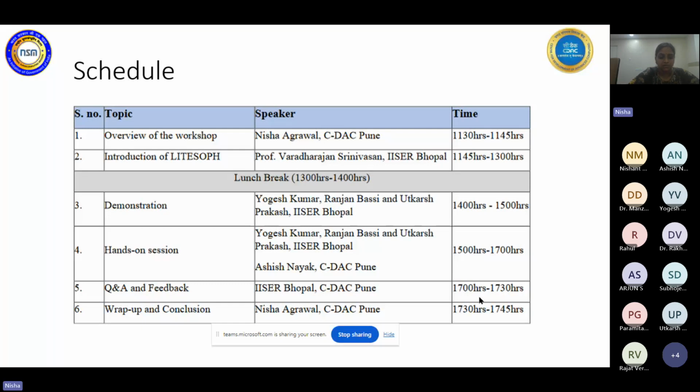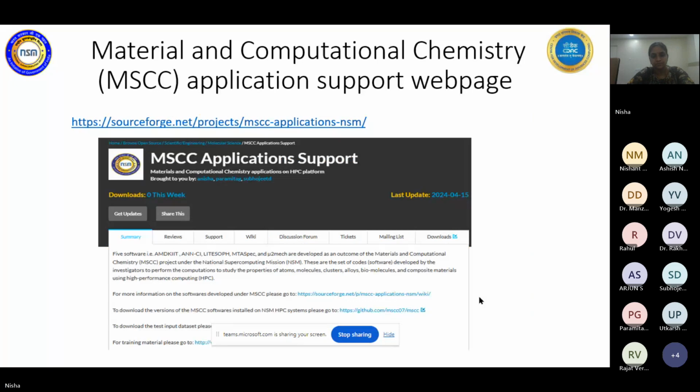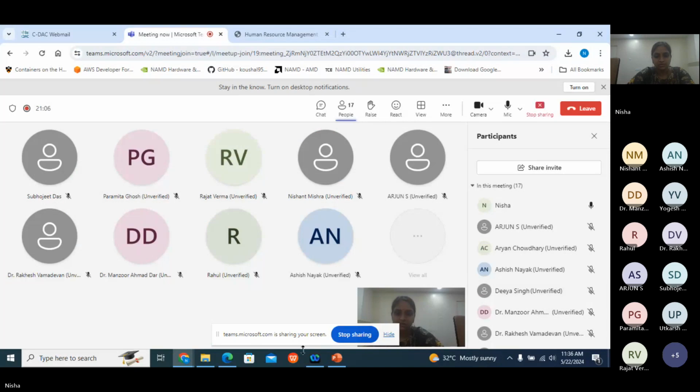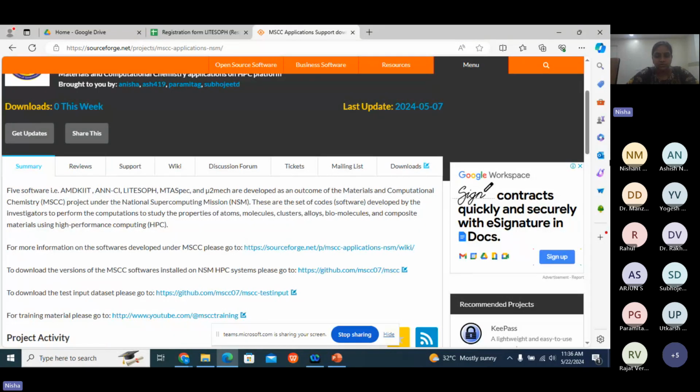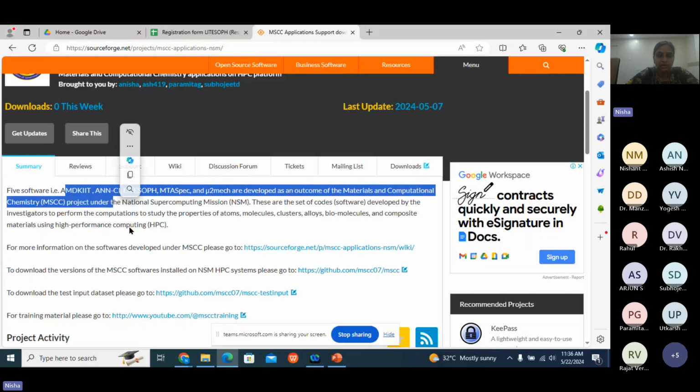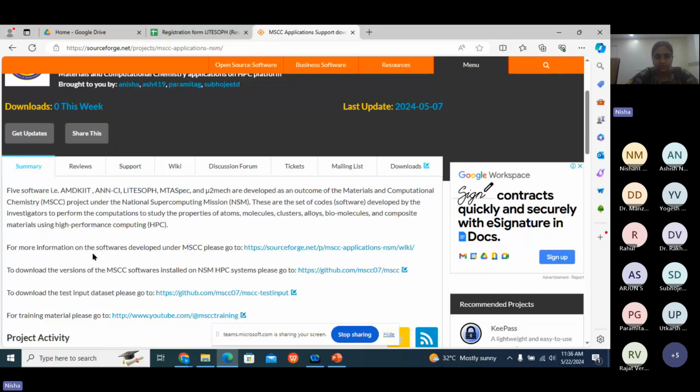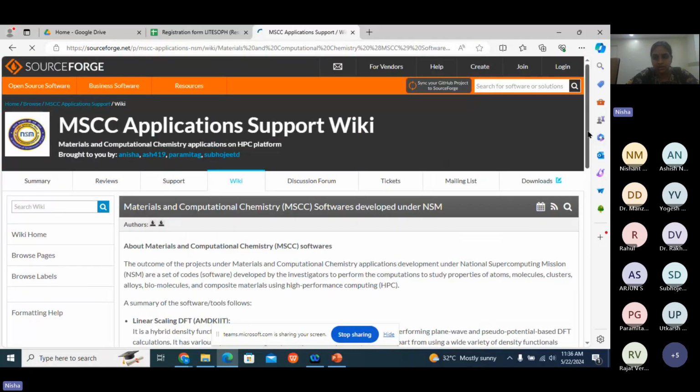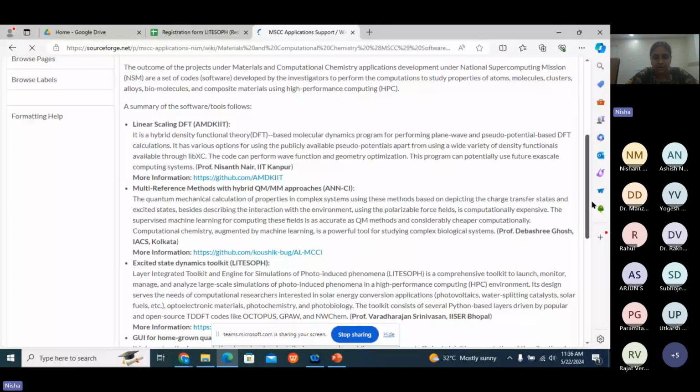Before starting the session, let me walk you through the Materials and Computational Chemistry Support web page. This is a web page created by the CDAC Materials and Computational Chemistry Support Group. Under this, we have all the 5 software which are developed under NSM in the area of materials and computational chemistry. All the information is available on this web page. This is a summary page. You have the list of software. This link will give you the short description, and further detailed description of each of the software is available in this section.